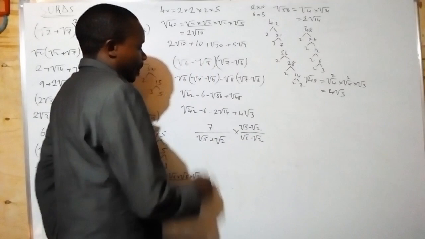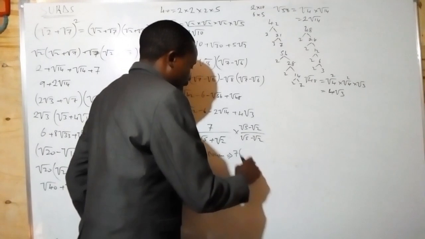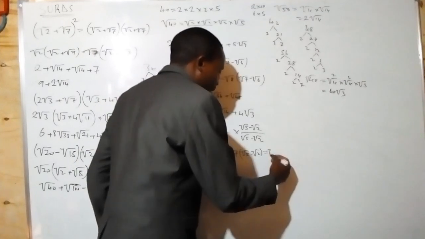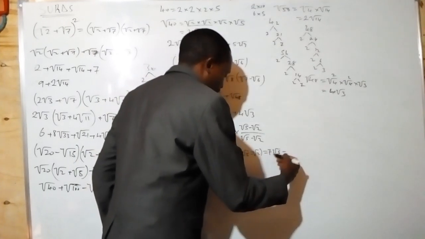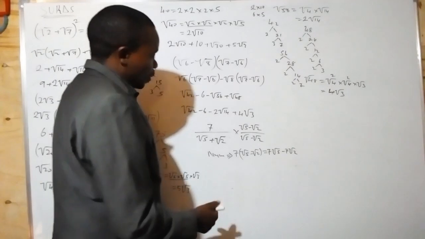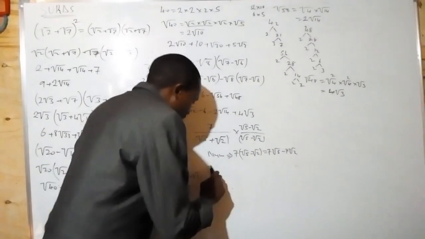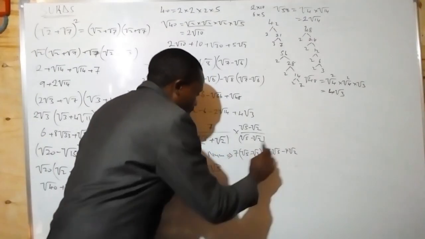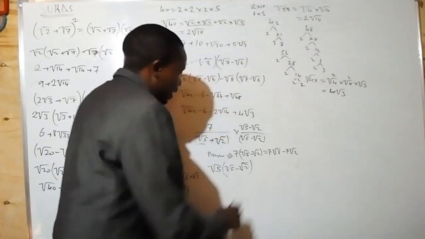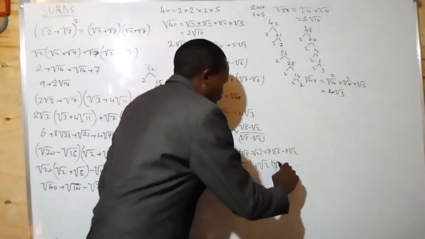Then numerator, we are going to have 7, you open the bracket, root 5 minus root 2. This would be 7 root 5 minus 7 root 2. That's our numerator. What of the denominator? We are going to multiply all these two brackets. We say root 5, you multiply by this bracket, root 5 minus root 2, close the bracket, plus root 2, open the bracket, root 5 minus root 2.